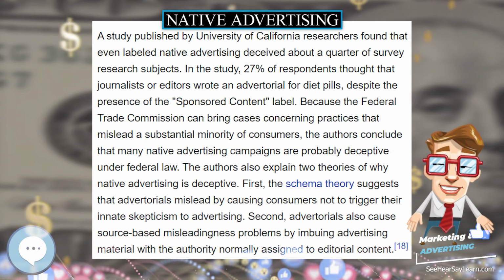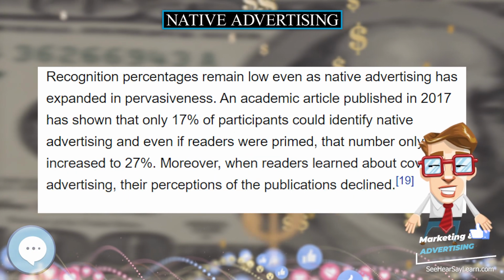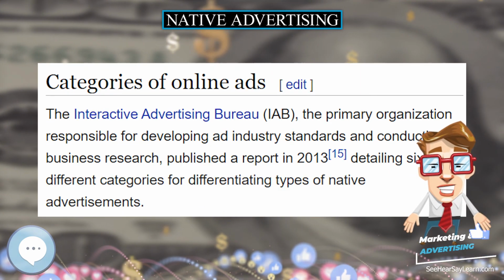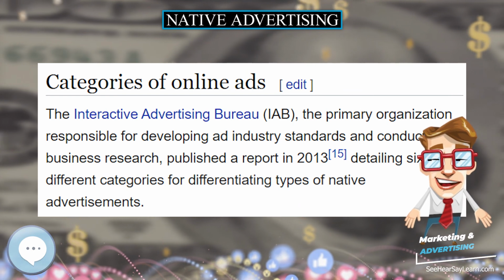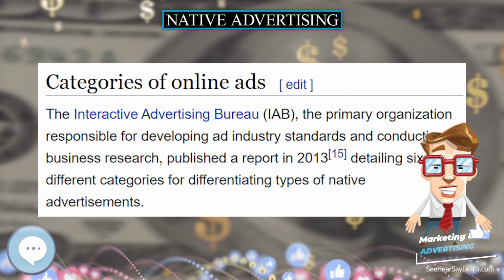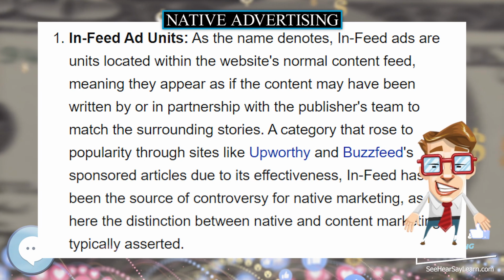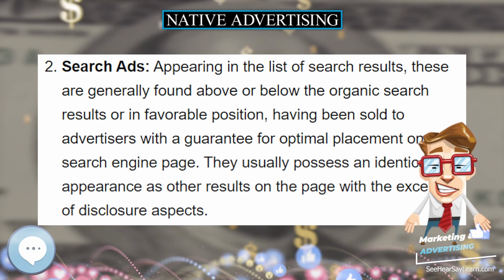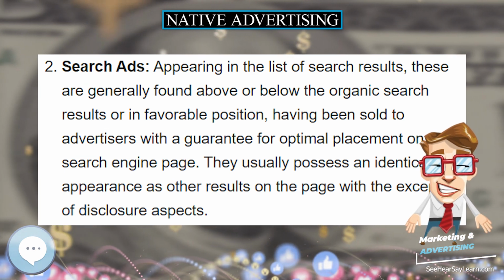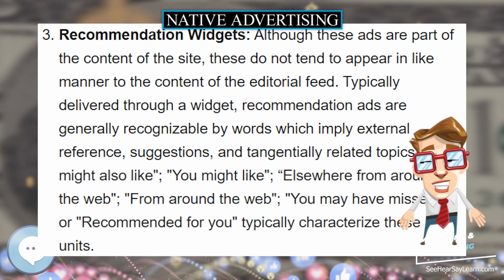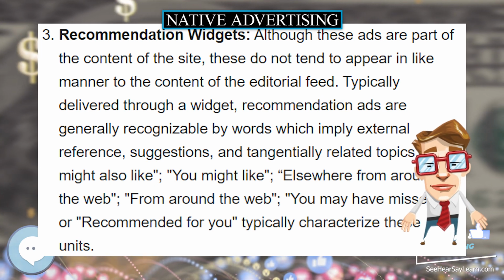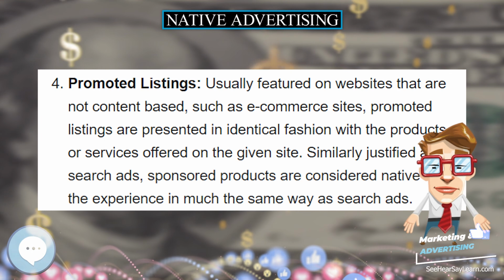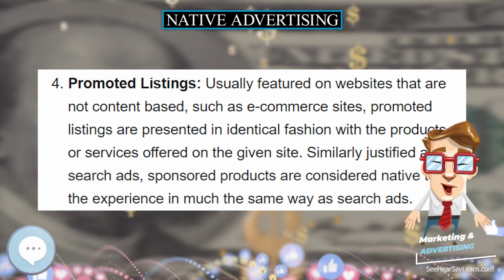A study published by University of California researchers found that even labeled native advertising deceived about a quarter of survey research subjects. In the study, 27% of respondents thought that journalists or editors wrote an advertorial for diet pills, despite the presence of the sponsored content label. Because the Federal Trade Commission can bring cases concerning practices that mislead a substantial minority of consumers, the authors conclude that many native advertising campaigns are probably deceptive under federal law.